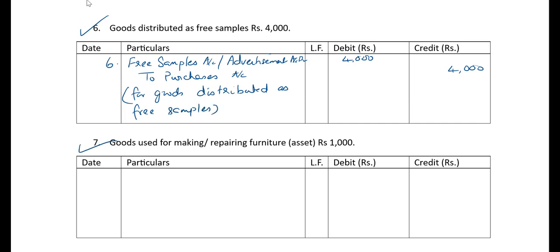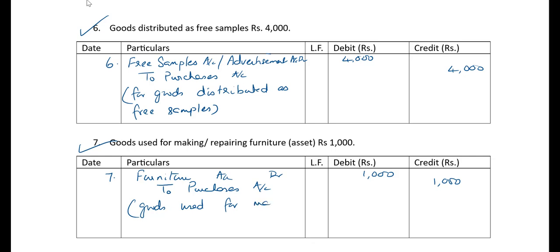Seventh transaction, goods used for making or repairing furniture, rupees 1,000. We need to debit the asset furniture and credit purchases since goods are used for repairing the asset. Narration, goods used for making or repairing asset, which is furniture.